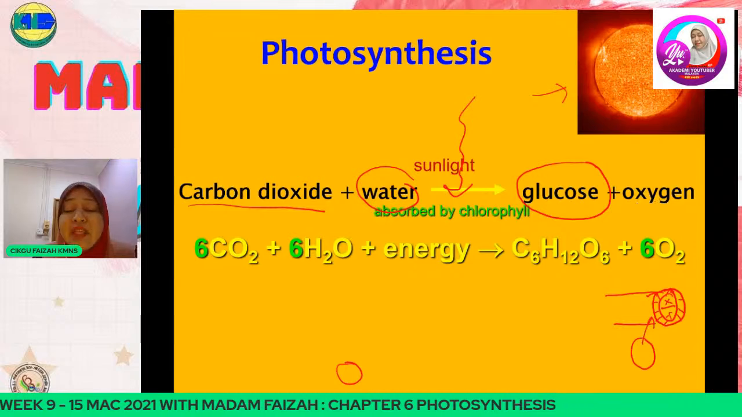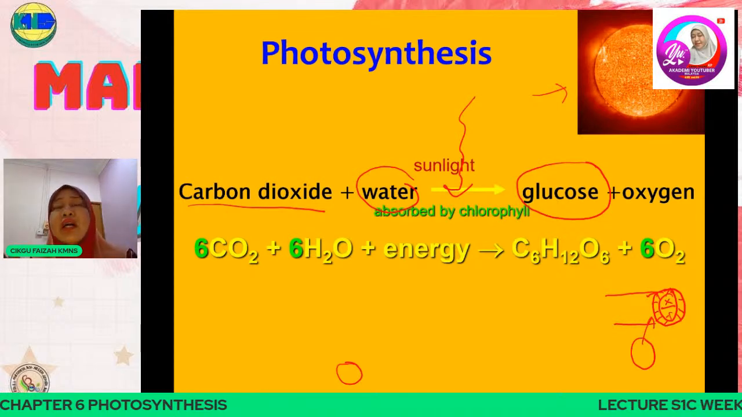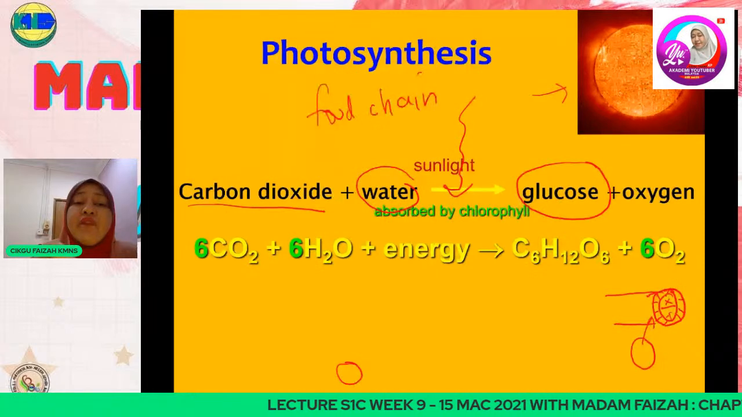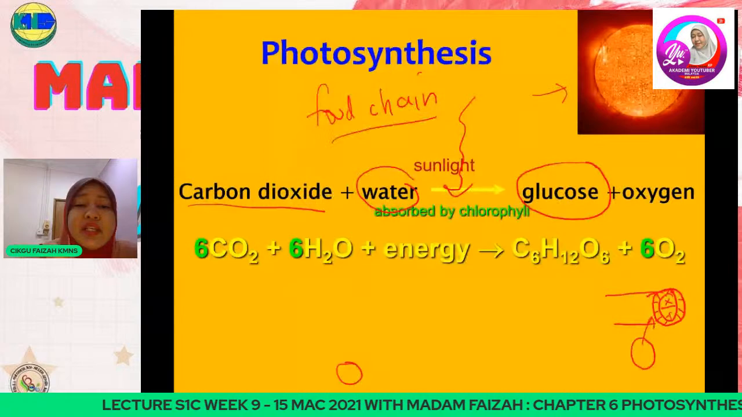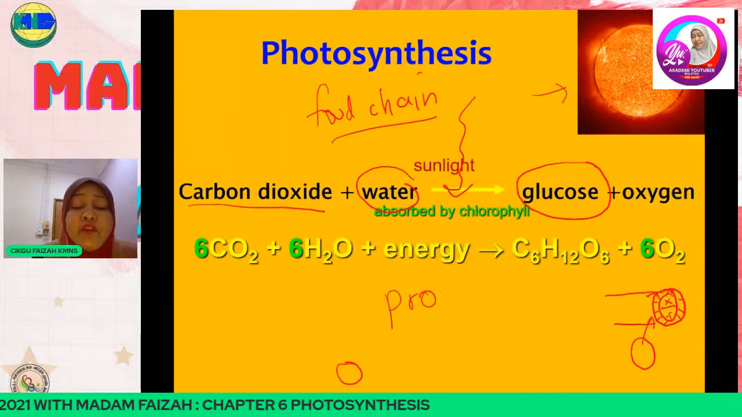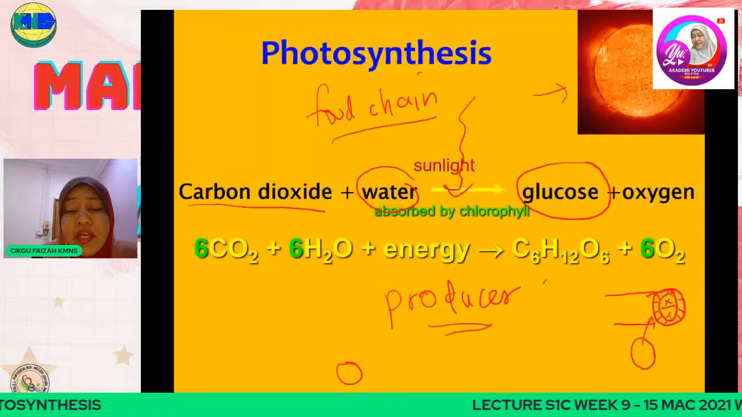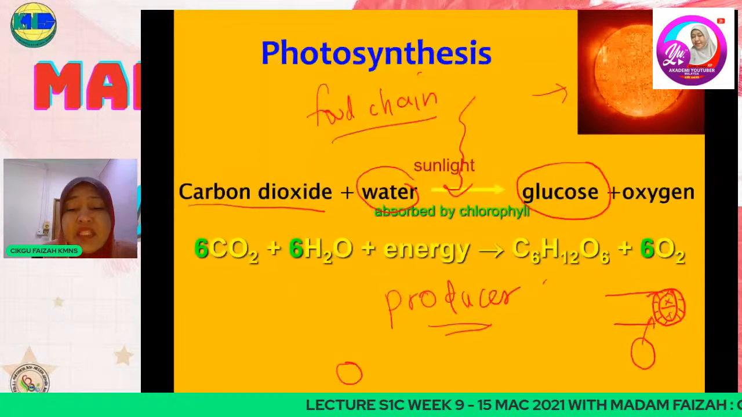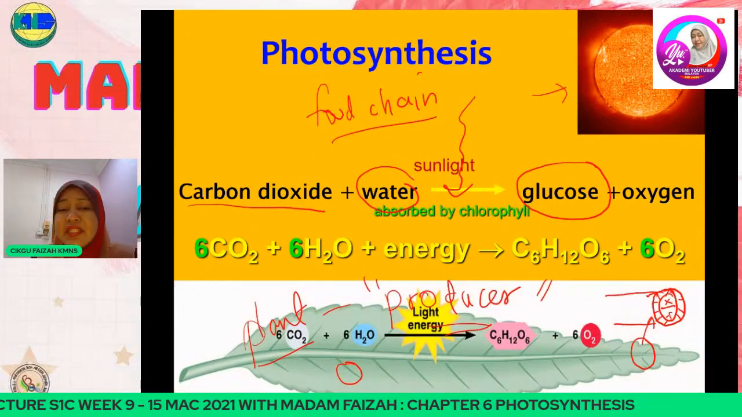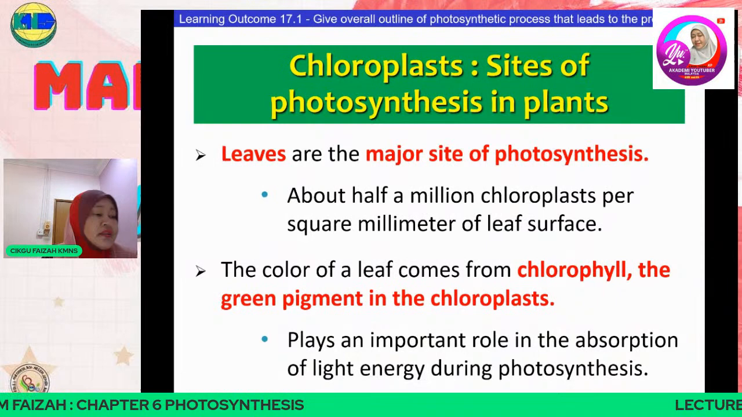Okay, so that's why, class, if you relate photosynthesis in ecology, of course you will relate it to the concept of food chain. Why does teacher relate it to the food chain, class? Because as you all know, for the first trophic level in a food chain, we always start with the producer. And what is a producer, class? The producer is always a plant. Why? Because plants are able to synthesize their own food. So that is why we learn about photosynthesis.